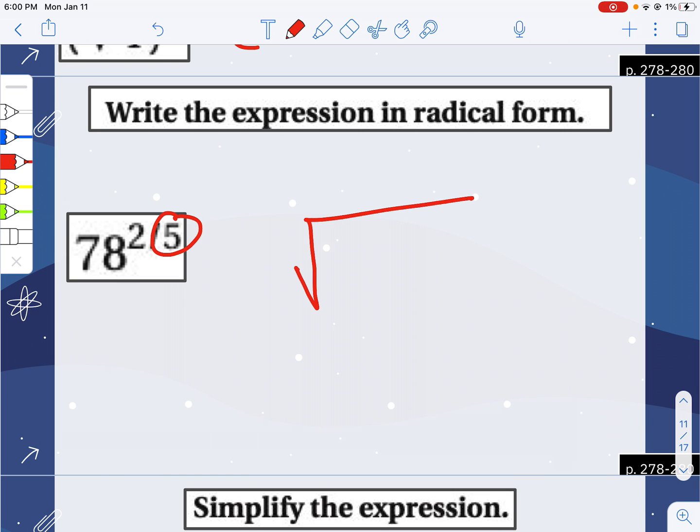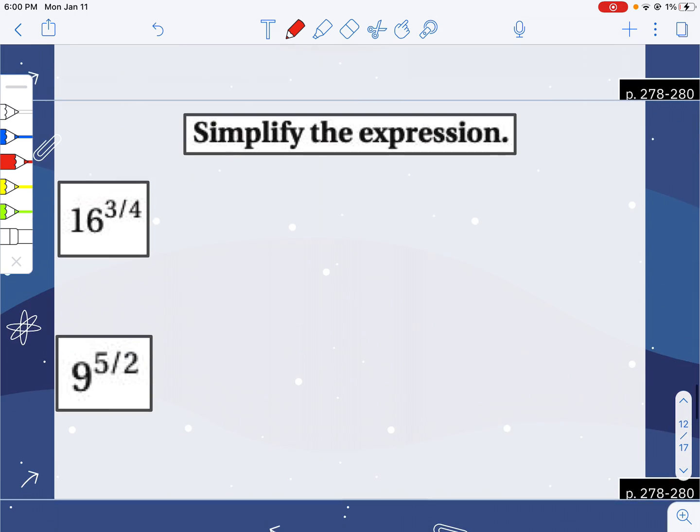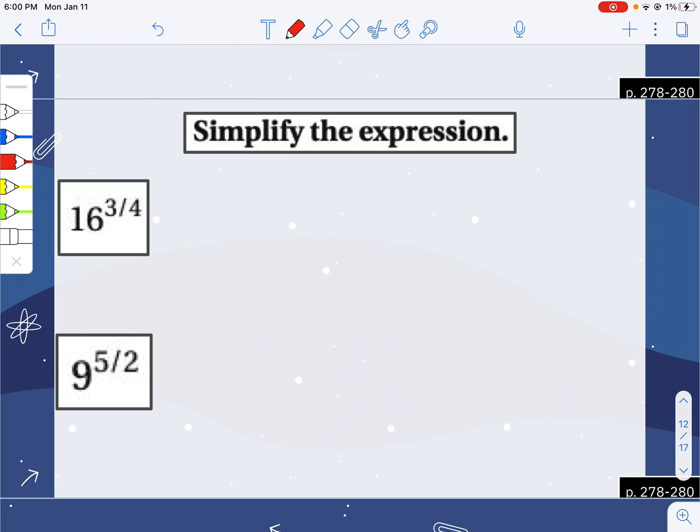So now we're just taking this 5 and putting it on the outside of the square root. So our 5 comes here, and we just have 78 squared. Pretty straightforward. Now this is where things get a little more interesting.